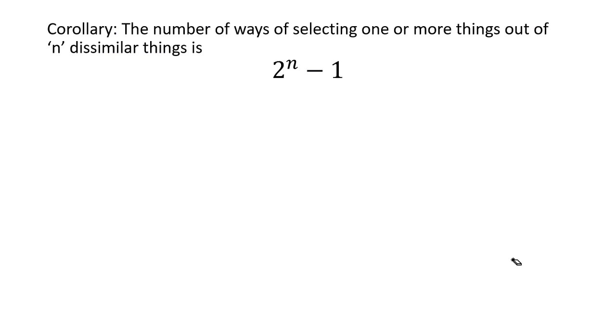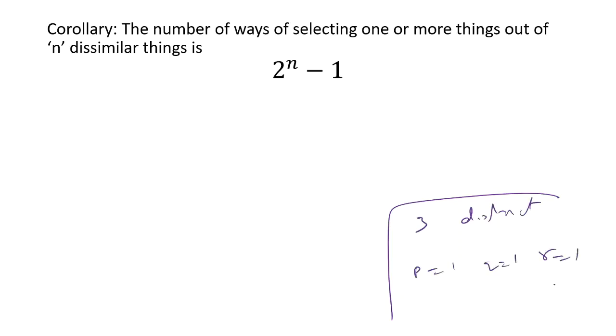Suppose let us assume that we have only 3 objects. We assume that there are 3 distinct objects. So p is equal to 1, q is equal to 1 and r is equal to 1. Then if you apply the previous result, then what you will have is (1 plus 1) times (1 plus 1) times (1 plus 1) minus 1, which is 2 raised to 3 minus 1. If you have 3 distinct objects, then it is going to be 2 raised to 3 minus 1. If you have 4 distinct objects, then it is going to be 2 raised to 4 minus 1. If you have n distinct objects, then it is going to be 2 raised to n minus 1.